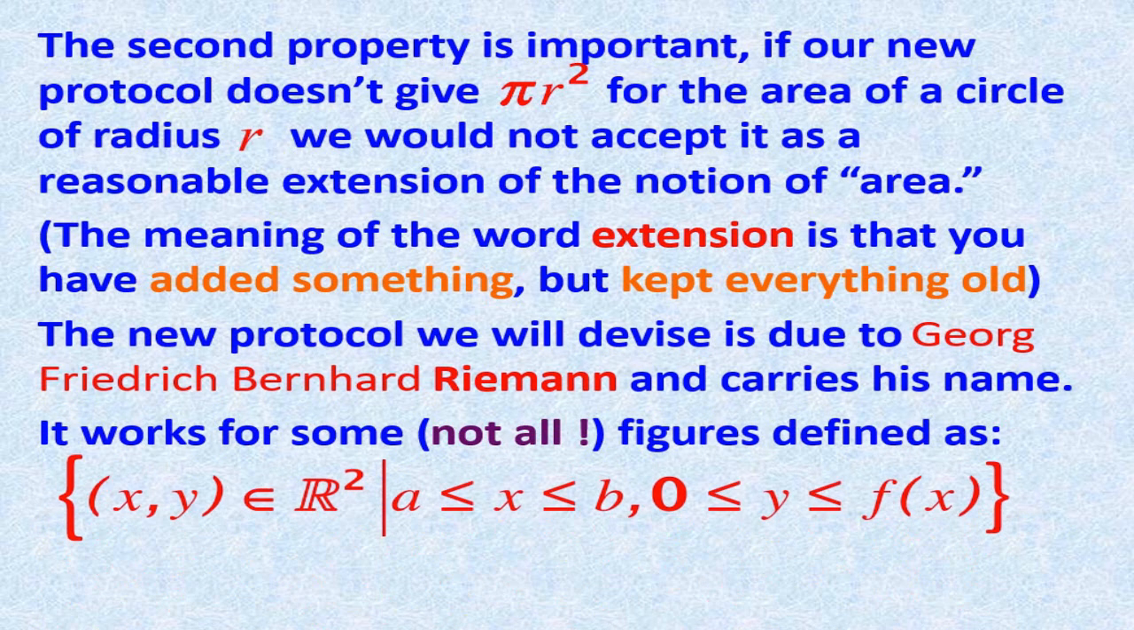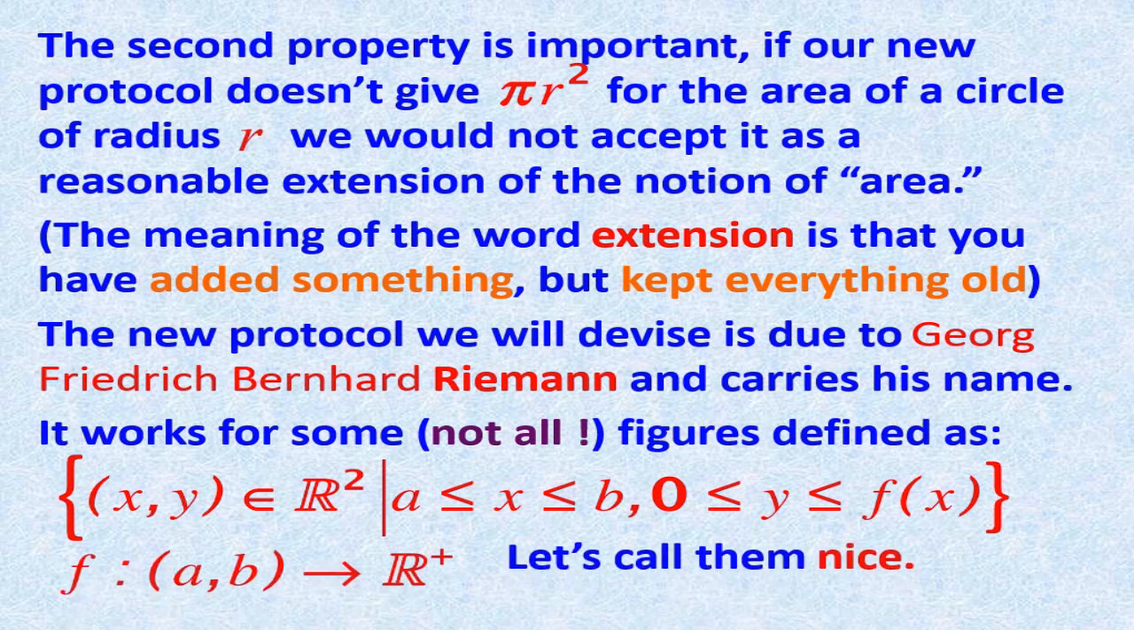Figures as defined: (x, y) is an element of the two-dimensional plane, the Cartesian plane, where x is between a and b inclusive and y is from 0 to f of x. Of course, since y is equal to f of x, it means it is above the x-axis. That means we only look at the first or the second quadrant. So, our function f is mapped from the interval [a, b] to the positive real numbers.